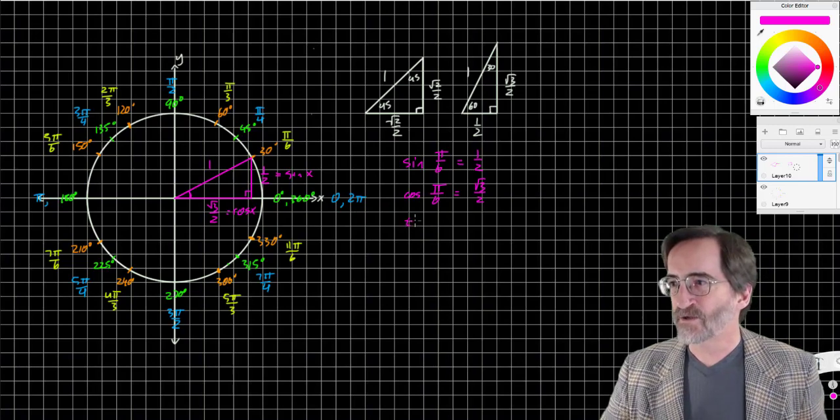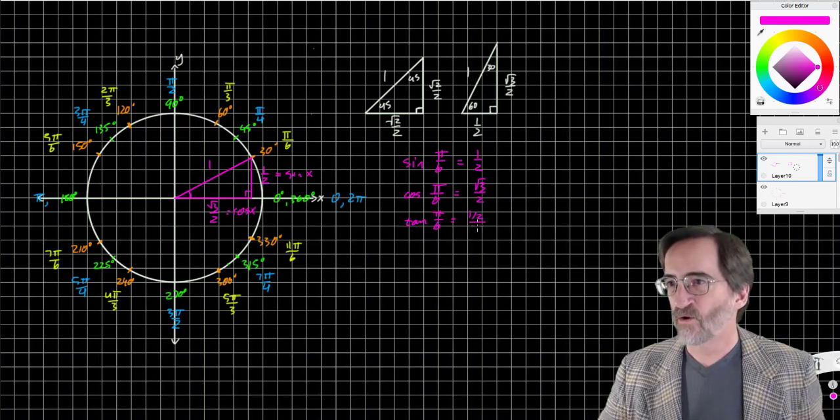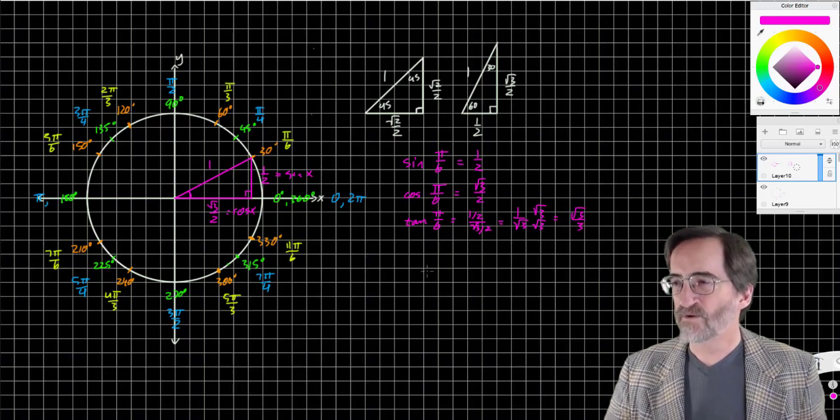Okay, tangent pi over 6 is 1/2 over root 3 over 2. The 2's cancel. This is 1 over root 3. Multiply top and bottom by root 3, and you get root 3 over 3 for tangent.